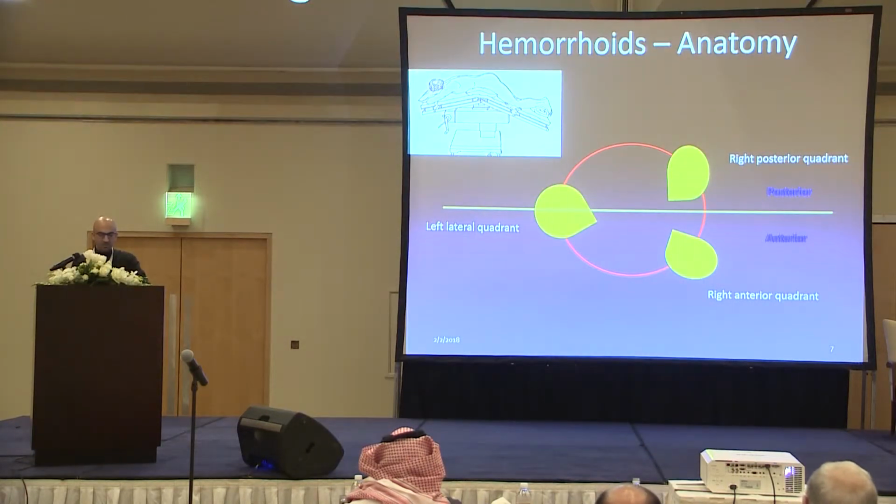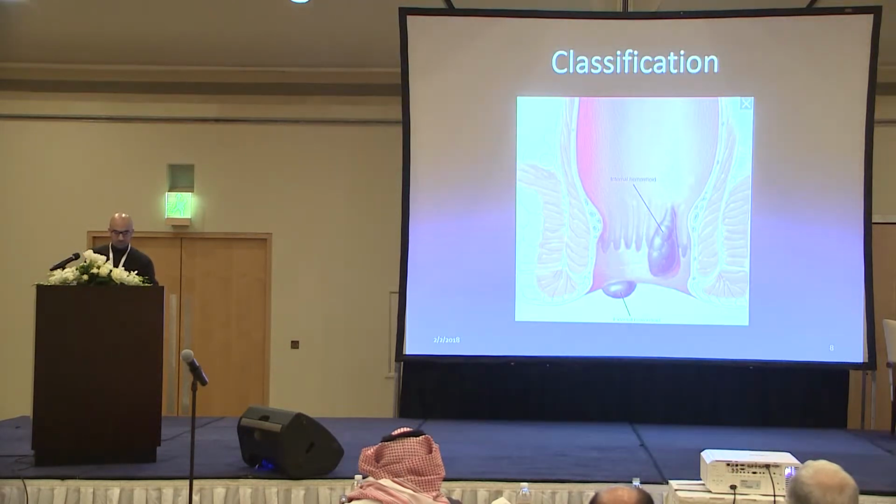When the patient is placed in the prone jackknife position, which is the position where we operate on these patients, you will find that the external hemorrhoids are located in three classic quadrants: the right posterior, the right anterior, and the left lateral quadrant. Again, hemorrhoids can be classified into internal and external hemorrhoids, based on the location in relation to the dentate line. The internal hemorrhoids are located above the dentate line, whereas the external hemorrhoids are located below the dentate line.